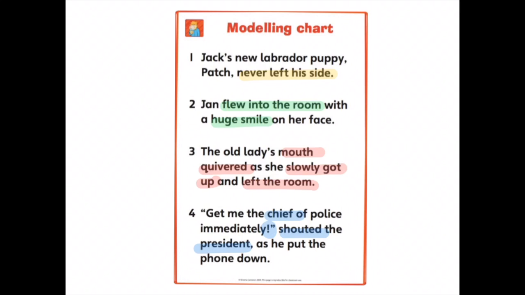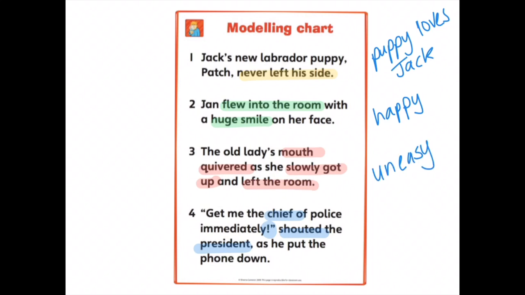So if we go back to the inferences we made, what we figured out using clues, we now know these things. Jack's new Labrador puppy absolutely loves him. We know that Jan was feeling very happy about something. We know that something has made the old lady uncomfortable or uneasy. And we know that something really serious has happened to the president.